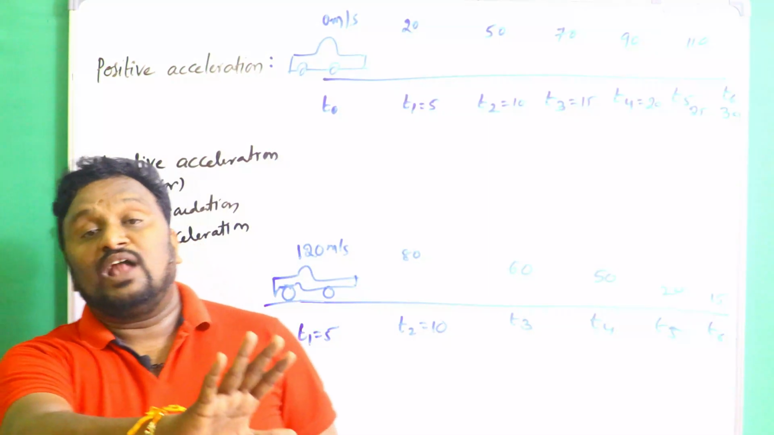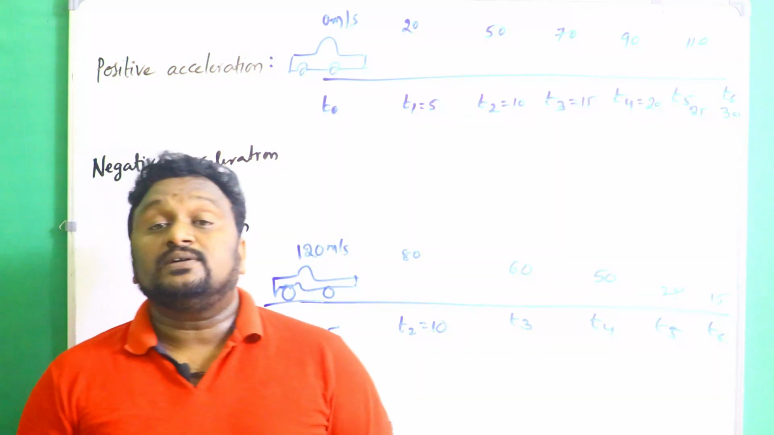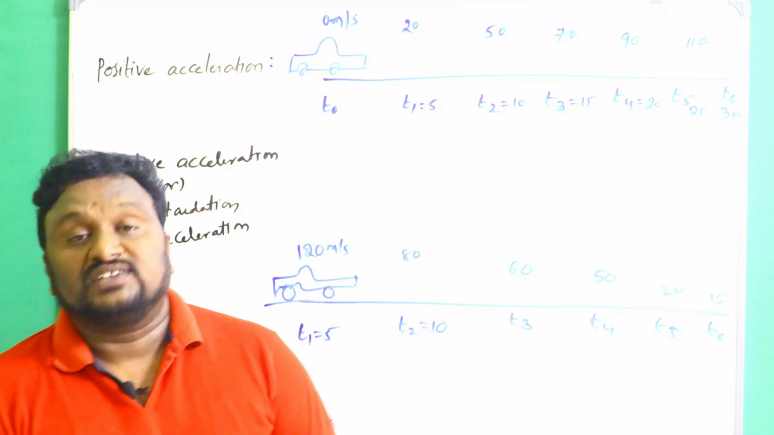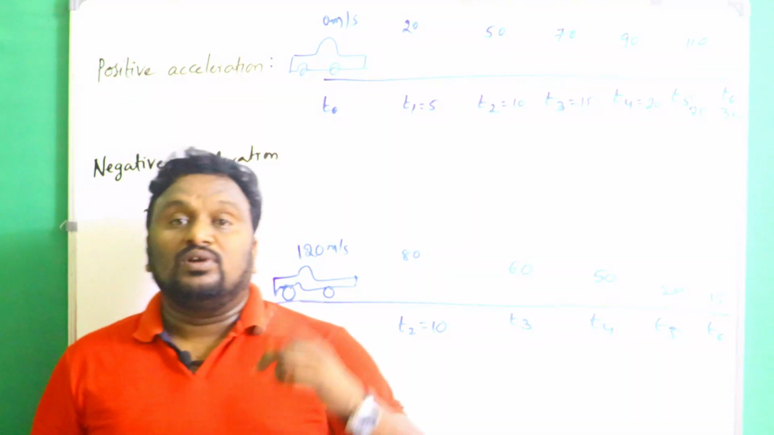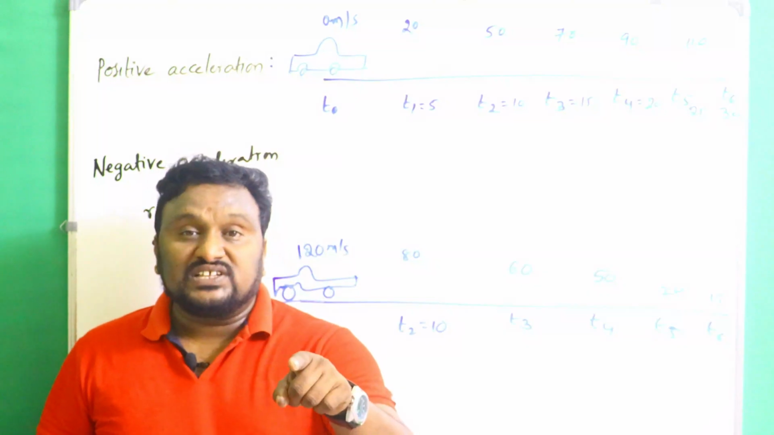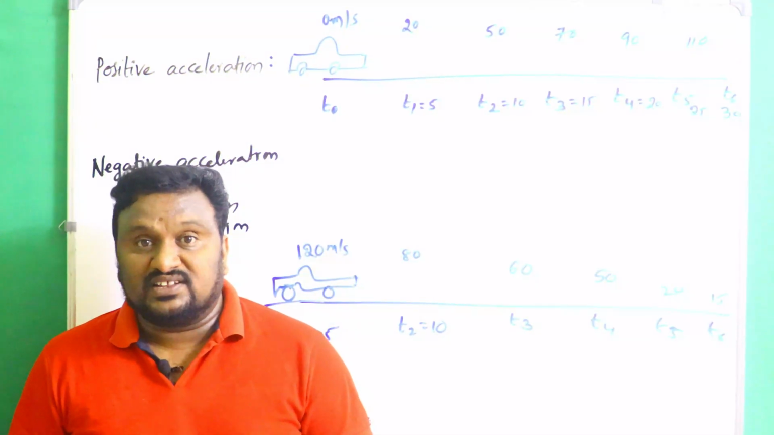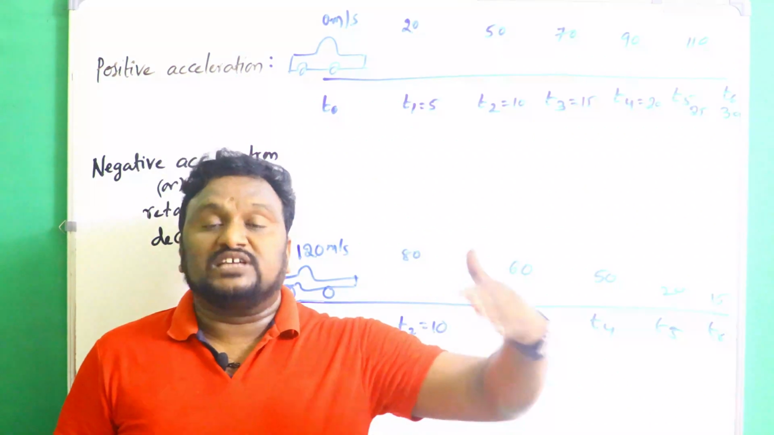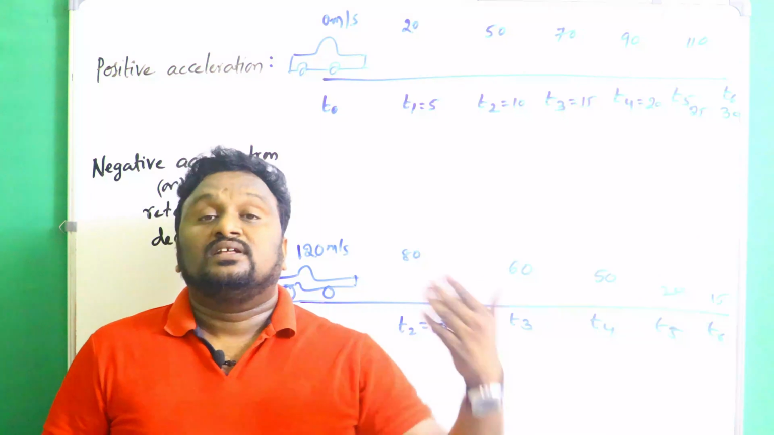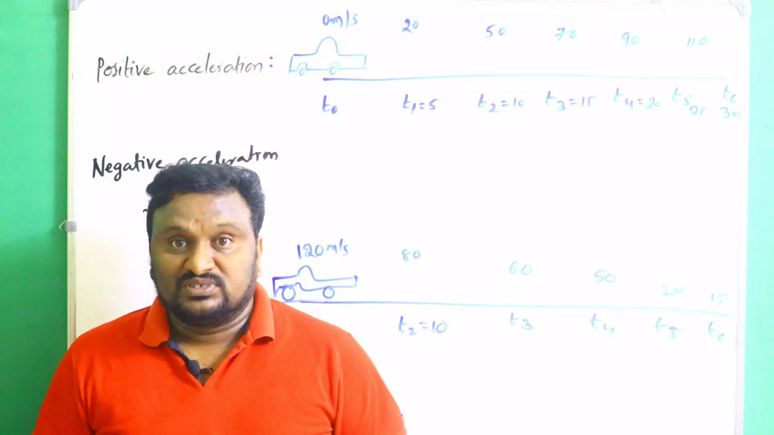If the change in velocity of the body changes with respect to time, then that is what you have to say, non-uniform acceleration. Here, under the non-uniform acceleration, we will discuss the positive acceleration and negative acceleration. What is meant by positive acceleration? If the velocity of the body is increased with respect to the time, then the acceleration of the body is said to be positive. Clear?